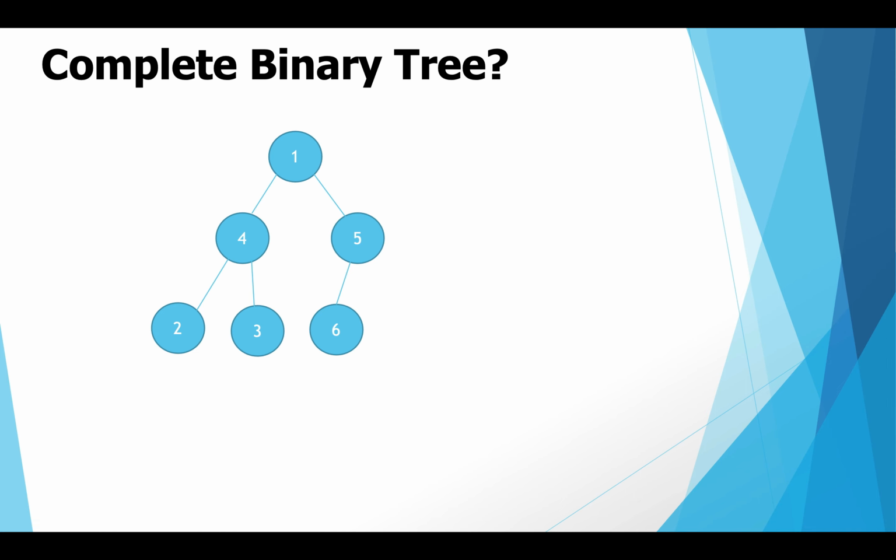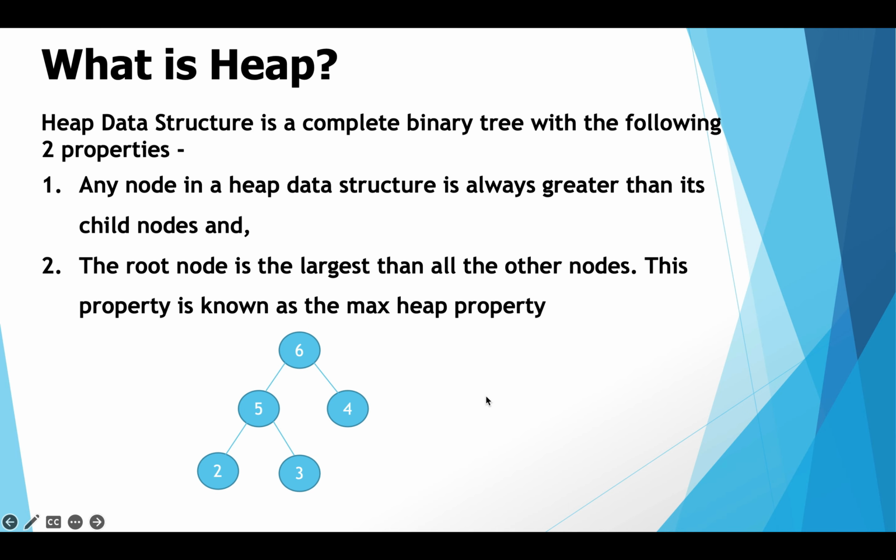You are all set to know what a heap data structure is now. So what is heap? Heap data structure is a complete binary tree with two properties. Any node in a heap data structure is always greater than its child nodes, and the root node is the largest of all the other nodes. This property is known as the max heap property.